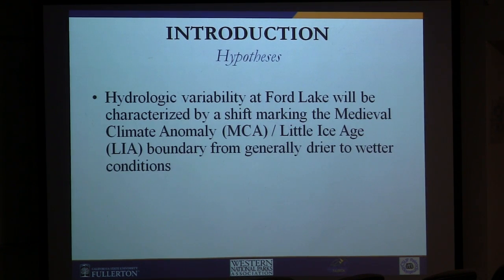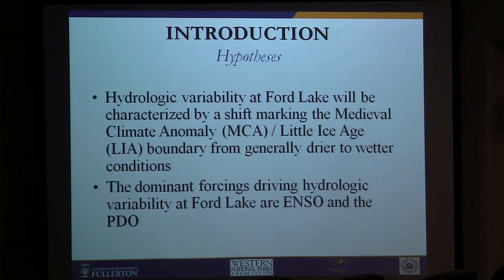We believe the hydrologic variability at Ford Lake will be characterized by a shift marking the Medieval Climate Anomaly, the MCA, and the Little Ice Age boundary, from generally drier during the MCA to a wetter LIA. The dominant forcings driving hydrological variability at Ford Lake are ENSO and the PDO.